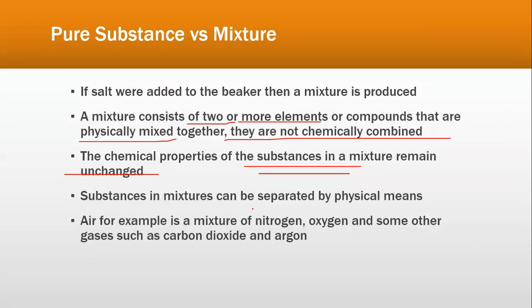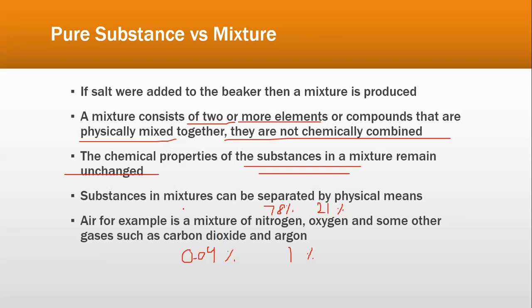For example, if we talk about air, air is a mixture. Now we cannot say that mixtures are permanent. Mixtures can be separated by using many means, such as fractional distillation. Fractional distillation of air, that we'll be studying in the upcoming chapters, separates air into different elements and compounds. Air, for example, is a mixture of 78% nitrogen, 21% oxygen, and some other gases as well, such as carbon dioxide and argon. Carbon dioxide and argon are also gases that are present in the air in these minute quantities.